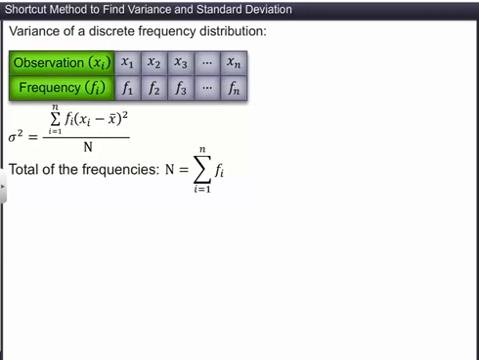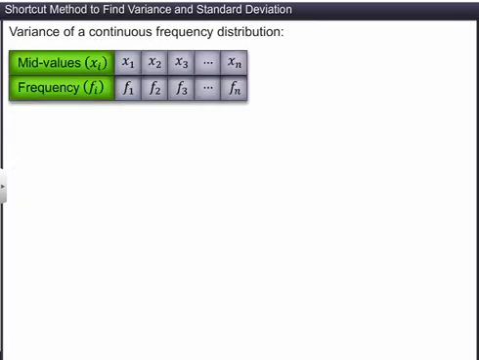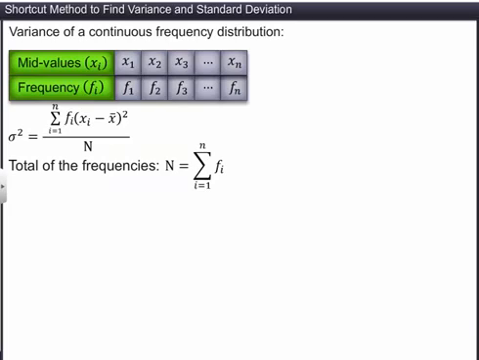total number of frequencies. The formula for the variance for a continuous frequency distribution is sigma squared is equal to summation of the products of the squares of the deviations of the mid-values from the mean and their respective frequencies divided by the total frequency.